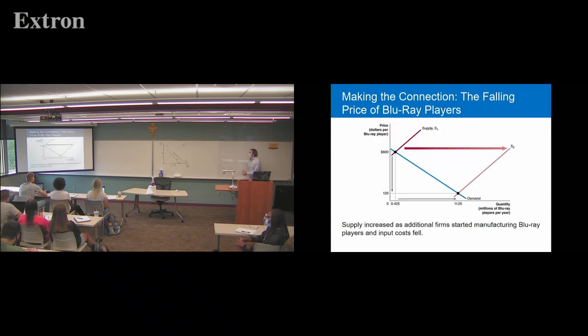Yeah, so what we saw was a substantial increase in supply. We had a lot more firms enter the market, and more firms producing, or each of those firms producing more Blu-ray players. So the supply curve shifted way out to the right, decreasing the price and increasing the quantity demanded substantially. Because now at this newer, lower price, a lot more people are willing and able to buy Blu-ray players.